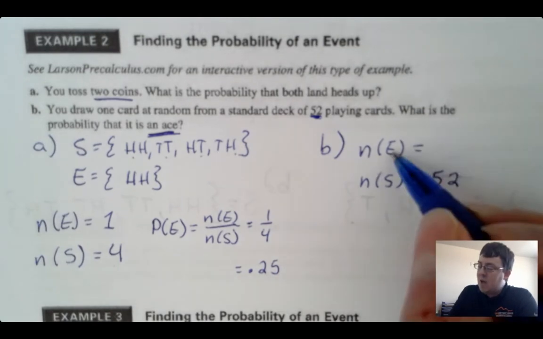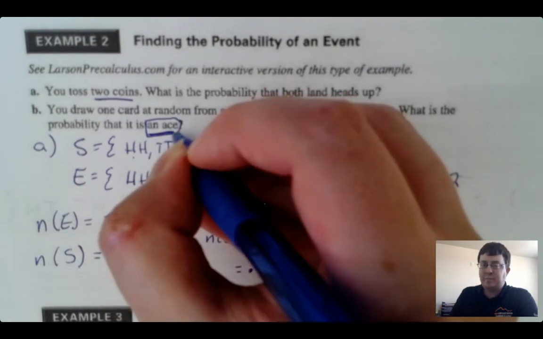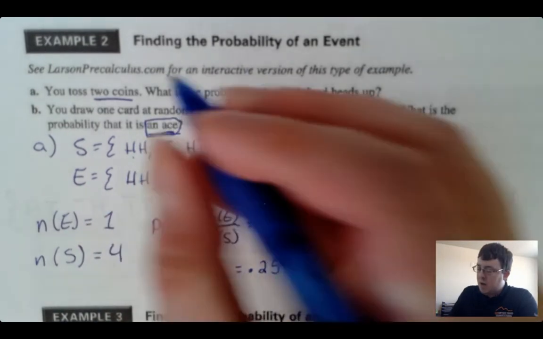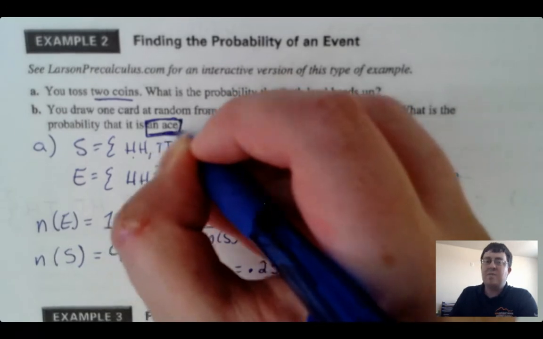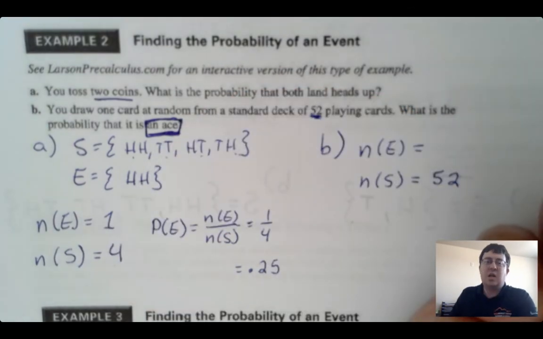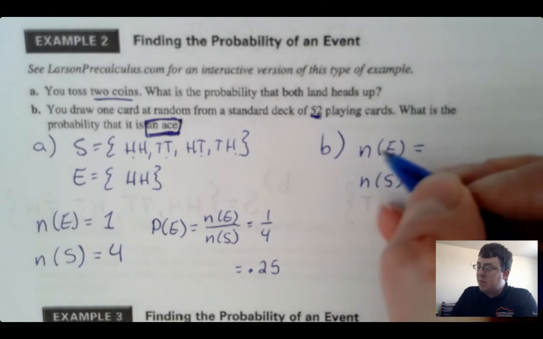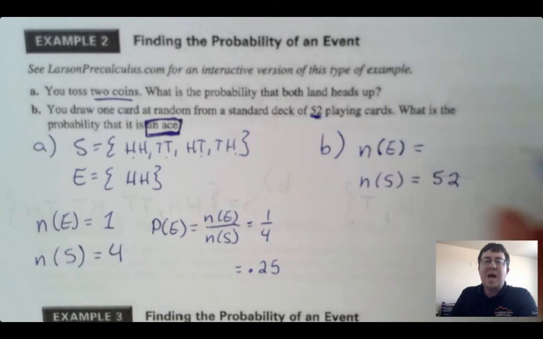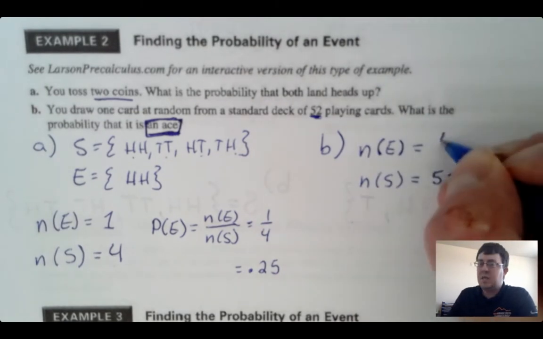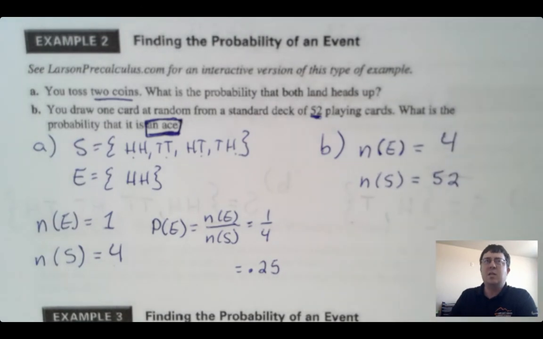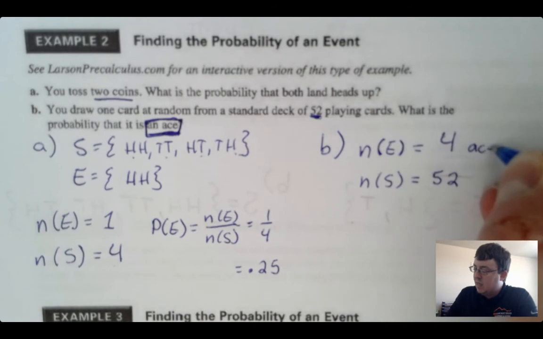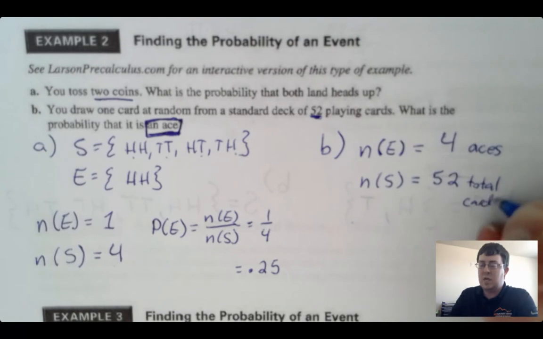For event E, what I want is getting an ace. If you are not a card person, I have attached on this assignment a standard deck of playing cards so you can see all those with different things labeled. But if you play cards, or if you can easily Google this, how many aces are in a deck? Well, there's 4. There's the ace of clubs, the ace of spades, the ace of hearts, and the ace of diamonds. So there's 4 aces in the deck, and there's 52 total cards in the deck.